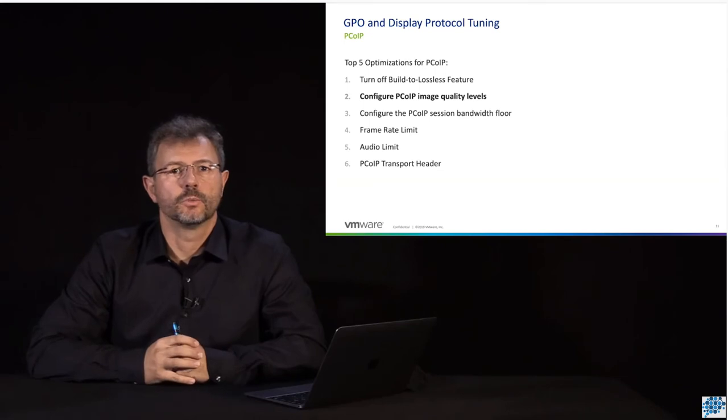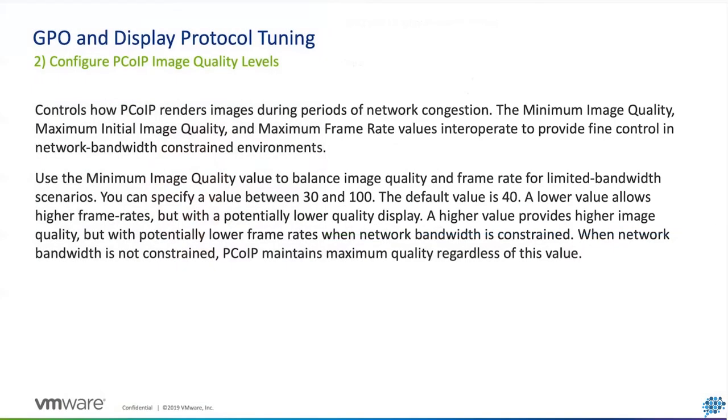The second option we are going to talk about is the PCoIP image quality levels. At the end of the day, we are basically talking about at what level do we start and to what level of image quality do we go, so that we have respect for our users in terms of a minimum quality and a maximum quality. Again, this saves time and data which needs to be transferred from the agent to the client.